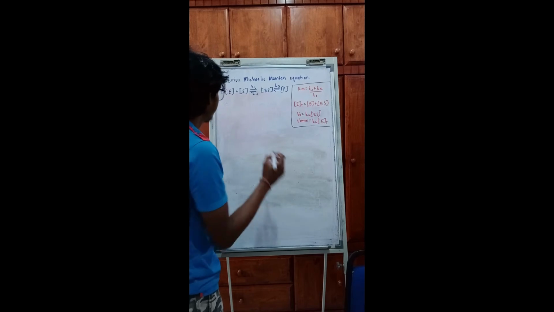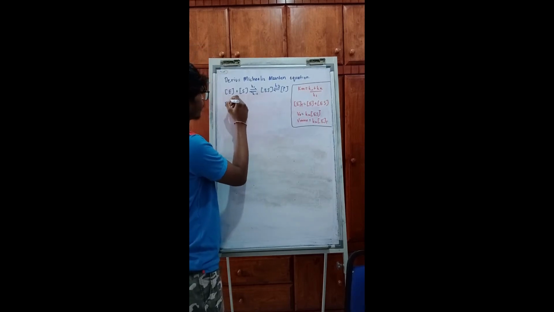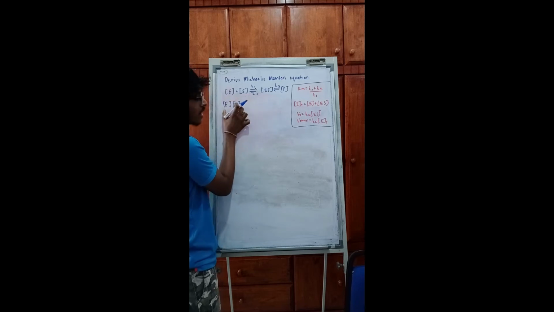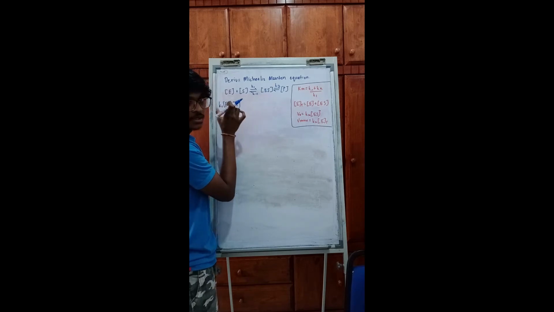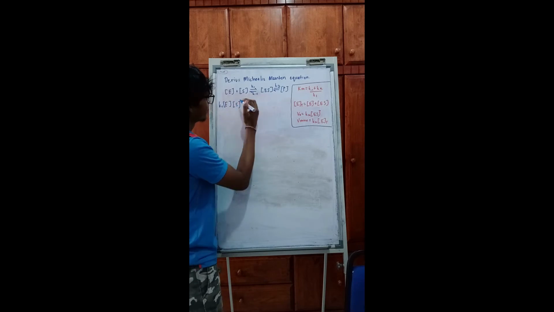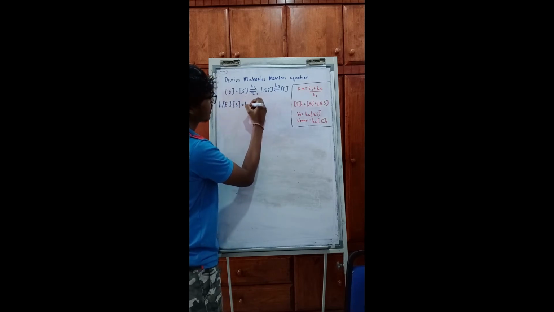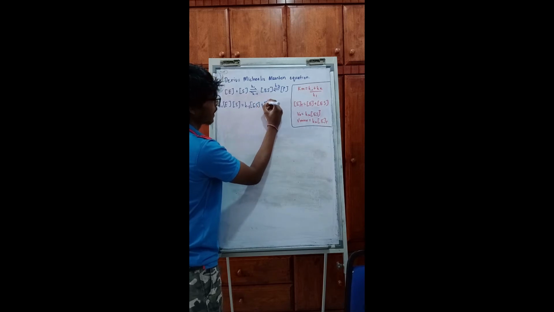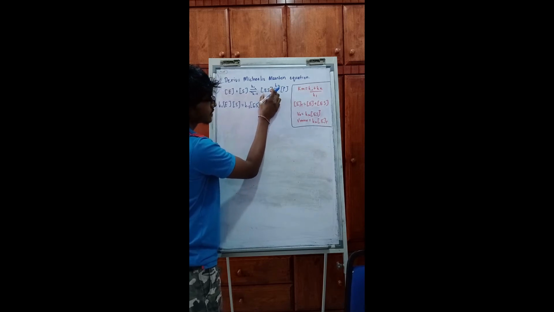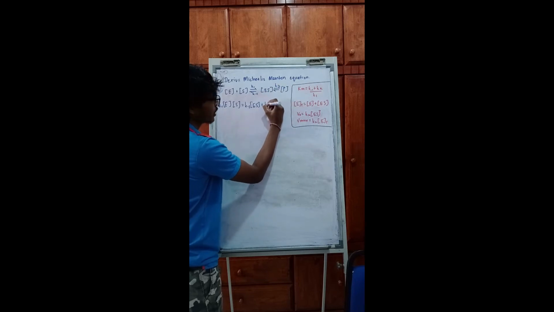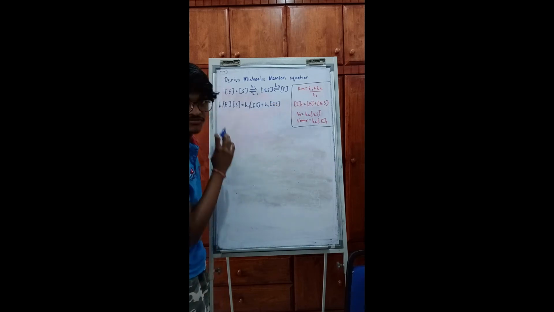So the first step will be enzyme plus substrate. So these are our reactants. Put K1, because this is the rate equation, equals K -1 dissociation of enzyme substrate plus dissociation of enzyme substrate into product, K2 enzyme substrate. Okay, so this is the first step.